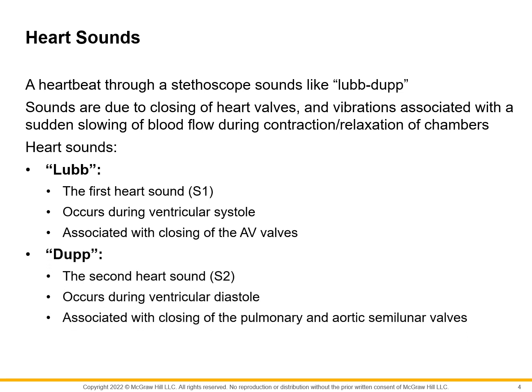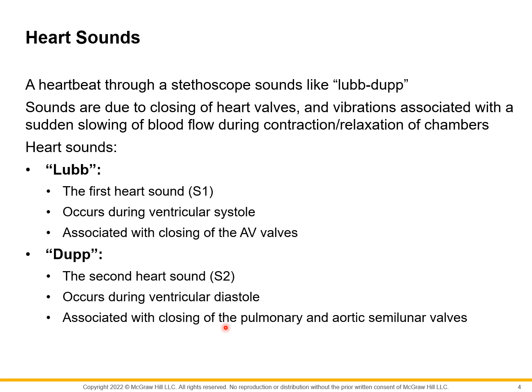Okay, and the dub, which is the second heart sound, referred to as S2, occurs during ventricular diastole and is associated with the pulmonary and aortic semilunar valves. Yes, after the blood is ejected from the ventricles, the ventricles go into relaxation and the pressure inside the ventricles drops. That is why the semilunar valves close, to prevent backflow of blood from the aorta and pulmonary trunk into the ventricles.